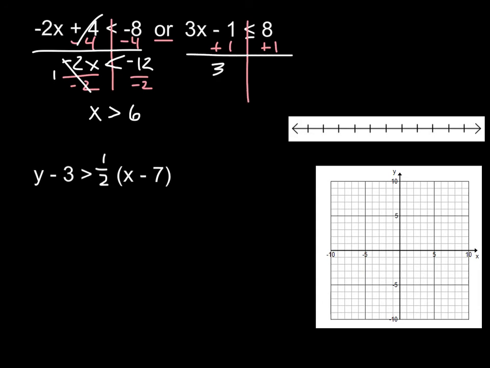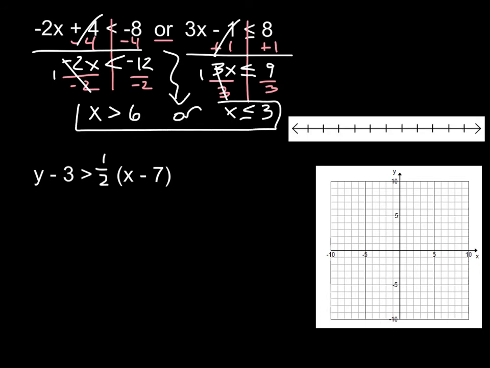We have 3x, we have -1 and +1, those cancel, is less than or equal to 8 plus 1, which is 9. I divided both sides now by 3. No siren this time because we're not dividing by a negative. 3 divided by 3 is 1, so we are left with x is less than or equal to 9 divided by 3, which is 3. Again, this or comes back down here, and this is our solution. X is greater than 6, or x is less than or equal to 3.